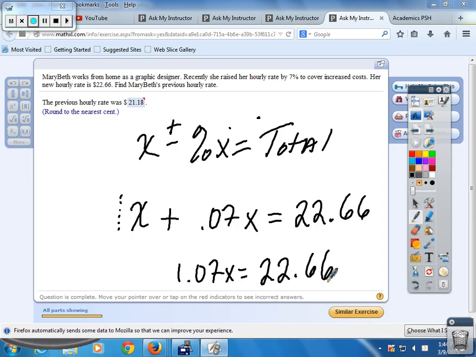Get your calculators out. And somebody tell me that price. Well, the answer is 21.18. Okay. Walmart equation.